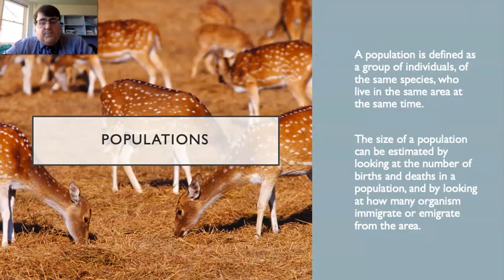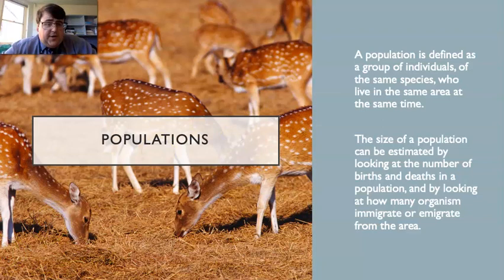Moving on, definitions of populations. A population is defined as a group of individuals of the same species who are in the same location at the same time. For example here, we have a population of deer all together. The size of a population can be estimated by looking at the number of births and deaths in the population, but also looking at how many of the organisms in the population immigrate or emigrate from that population. And there's a formula.